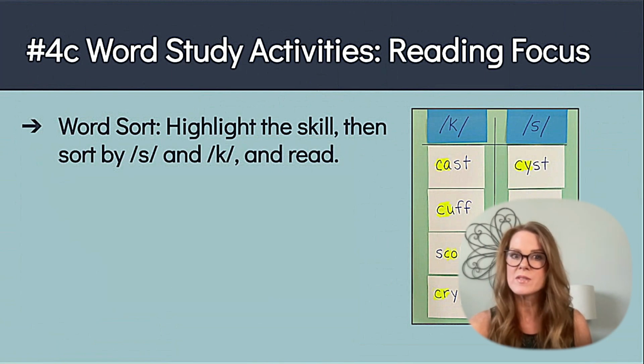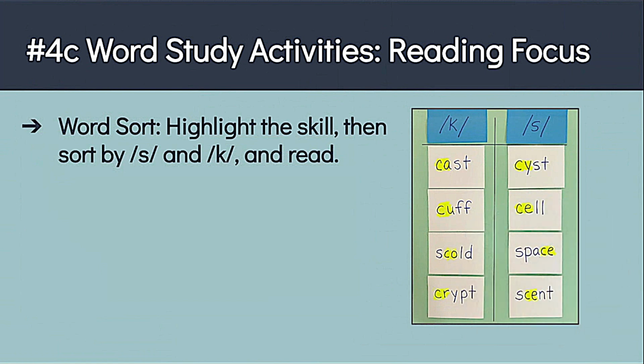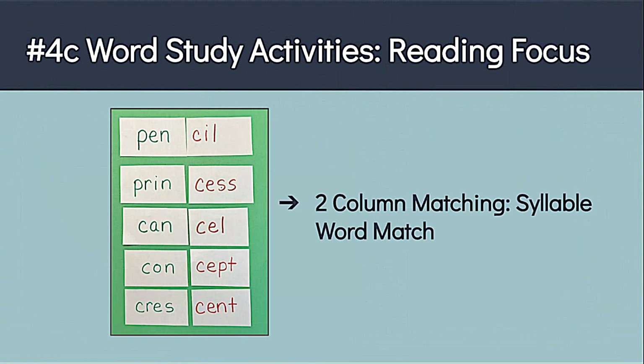Here are some other word study activities that you can have the child do to practice the new skill. This word sorting activity has a reading focus and helps the child to distinguish between the hard and soft C sounds. The child can highlight the C and the letter immediately after it, read the word with the correct sound, and then sort the words by the sound the C makes. Another activity with a reading focus is a two-column matching, where you have two-syllable words with the skill, and the child matches the beginning and ending syllables to make words. And they can highlight the CI, CE, CY in the syllables before matching them.